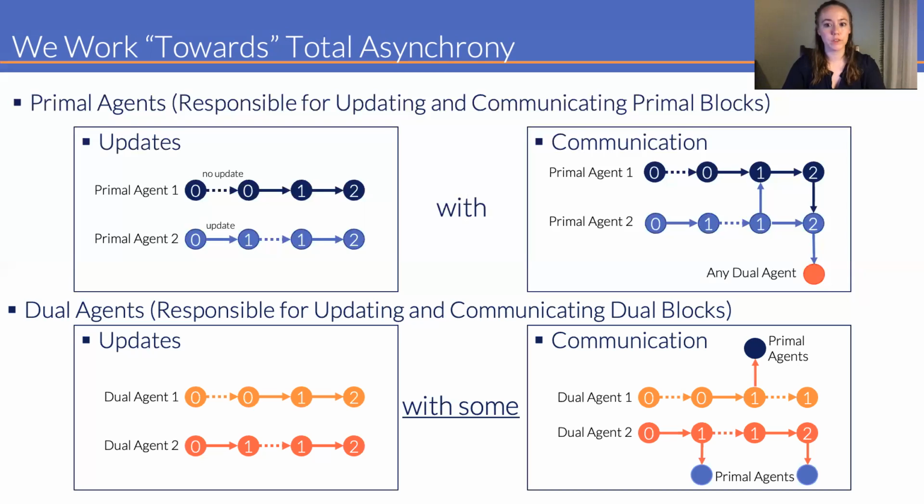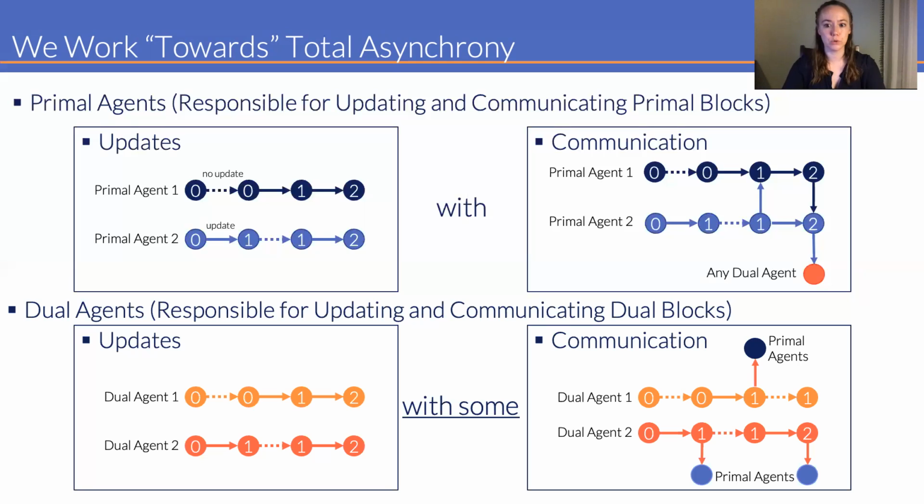However, we have to be careful with complete asynchrony in communication. While dual agent 1 may communicate at a different time than dual agent 2, the primal agents must agree on the dual variable they're using in updates. I won't go into the details of the counterexample, but in the paper, we show that this could actually stop us from converging at all.